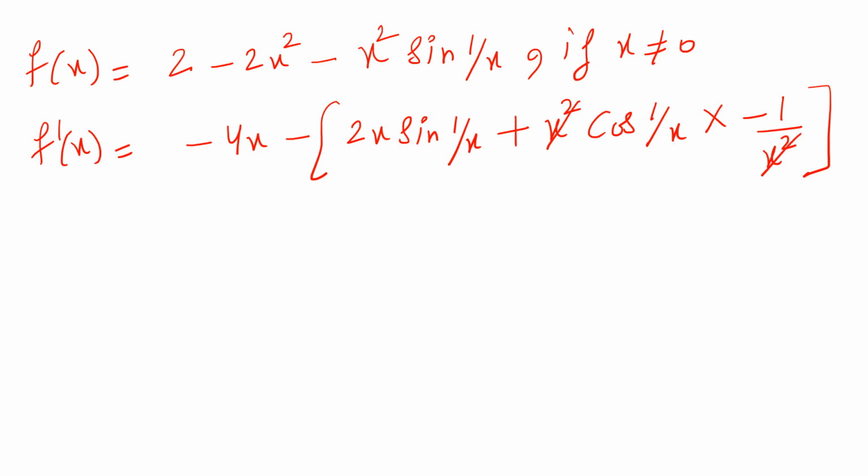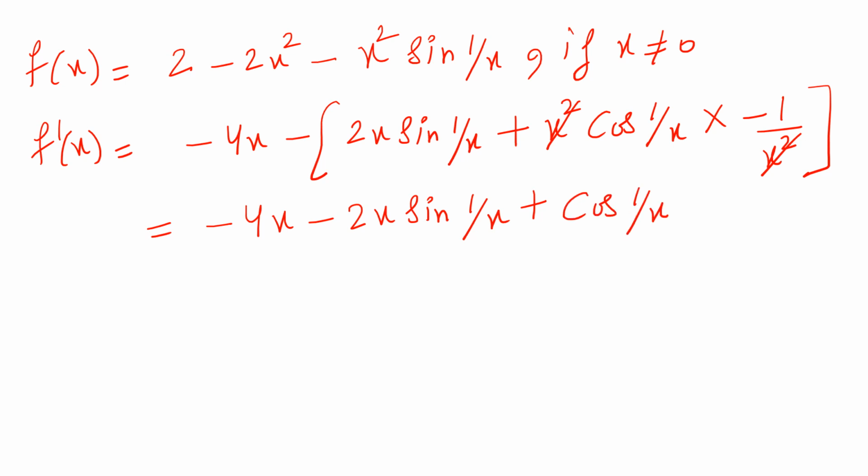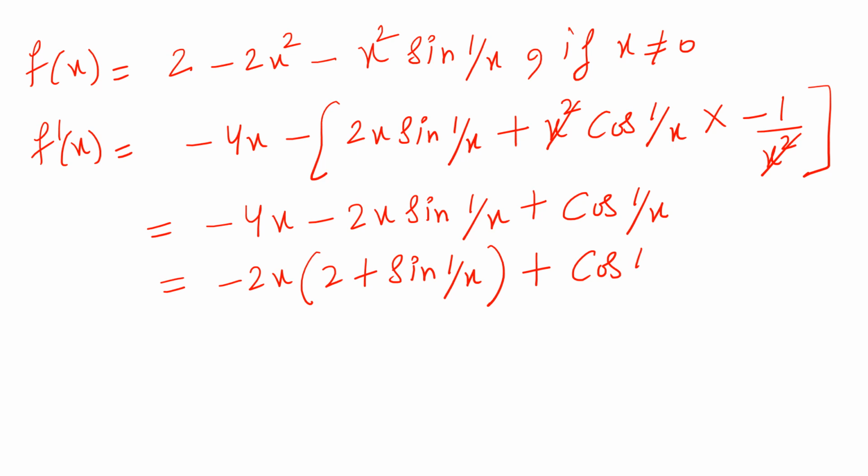Now x square gets cancelled and we get the value of f dash x equal to minus 4x minus 2x into sine of 1 upon x plus cos of 1 upon x. Now students, if I take minus 2x common from the first two terms, then inside the bracket I get 2 plus sine of 1 upon x, bracket closed, plus cos of 1 upon x. Now in the option B, it is given that there is a positive real number delta such that f is a decreasing function in open interval 0, delta.